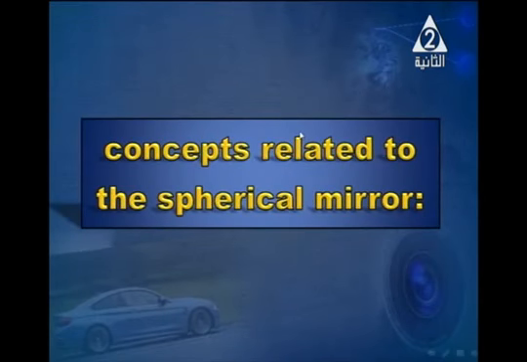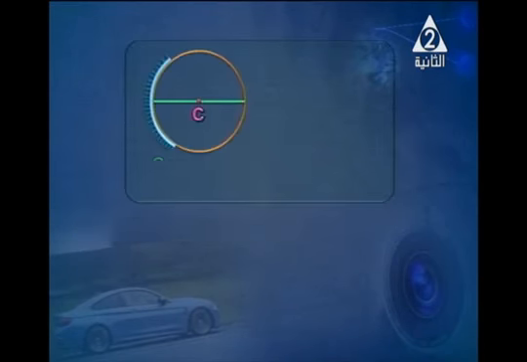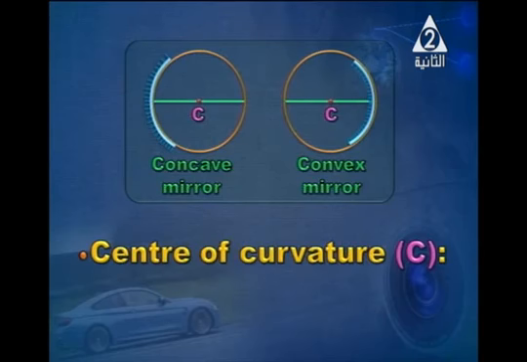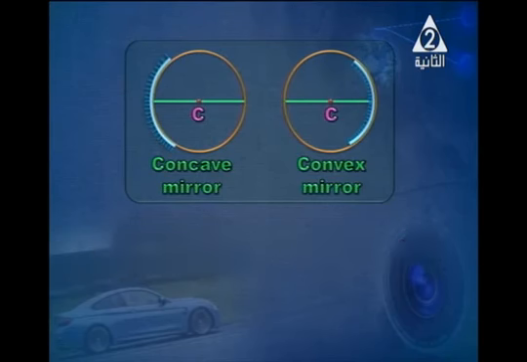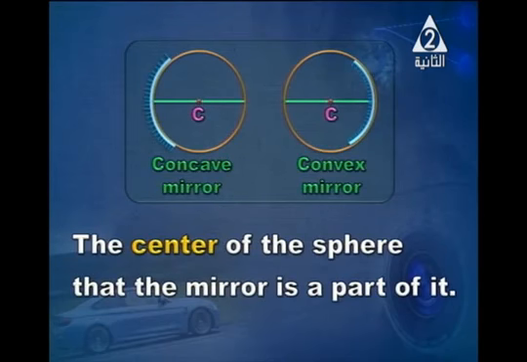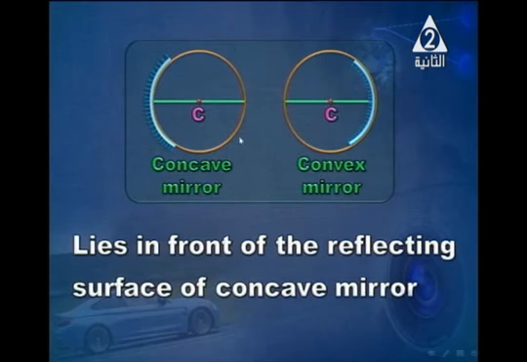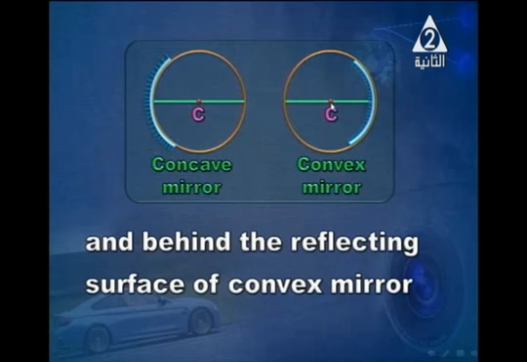Some concepts related to the spherical mirror. Number 1 is the center of curvature of the mirror. It is the center of the sphere that the mirror is a part of. The abbreviation of the center of curvature is C. The center lies in front of the reflecting surface of a concave mirror, while it lies behind the reflecting surface of the convex mirror.